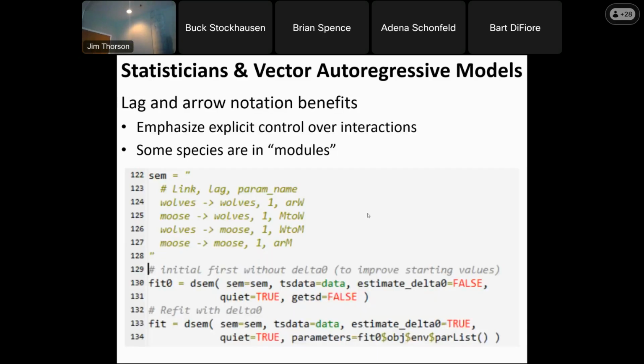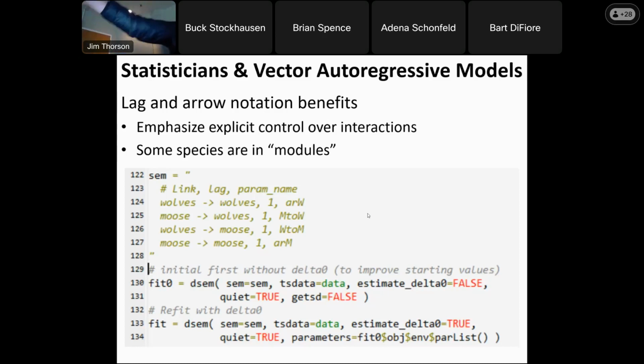So here, I got data of wolf and moose abundance on the... my kid loves Jurassic. It's not Isla Nublar, that's the fake island in Jurassic Park. It's Isle Royale.